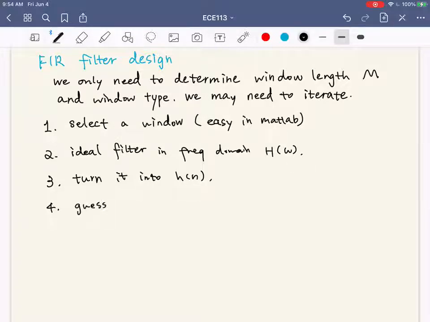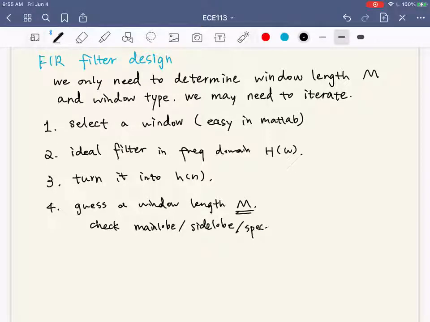We can first guess what is the M, guess the window length, okay? And then how to make the guess? So we have two ways. The first way is to check the main lobe, side lobe, and other specifications of that filter, of the window you choose. And you'll see the similar chart, the similar table in the lecture. Another way is to use the empirical rule.